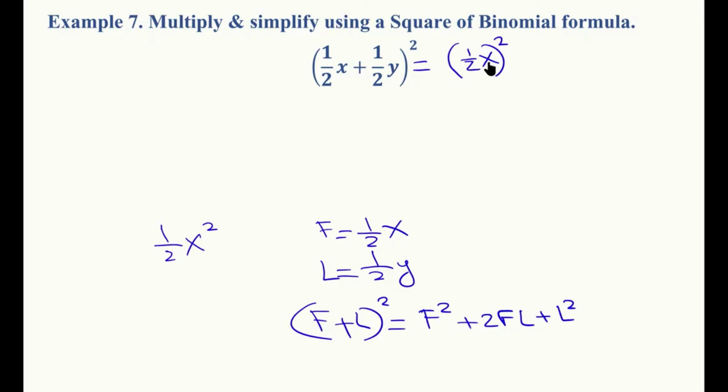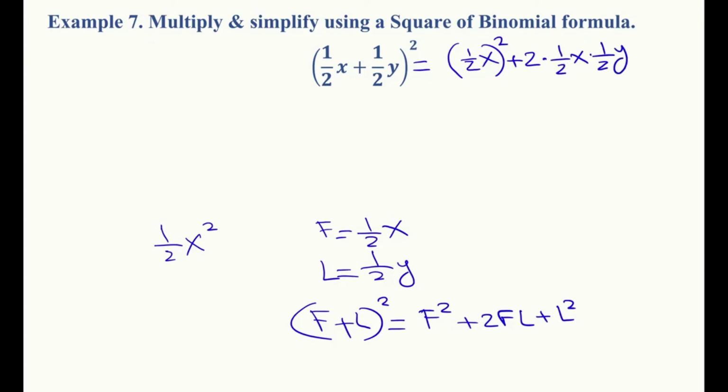The moment you say squared, that means go ahead and enclose the quantity and apply the operation that you're hearing about. So here we have quantity 1/2 x squared plus 2 times f, so 2 times. Now here you can use parentheses or not. It's kind of optional. If there's no negative involved, you don't really have to have parentheses. You can just use 2 times 1/2 x times 1/2 y.